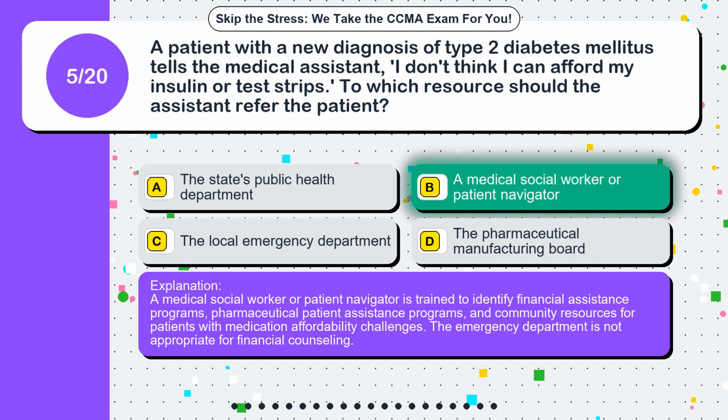A medical social worker or patient navigator is trained to identify financial assistance programs, pharmaceutical patient assistance programs, and community resources for patients with medication affordability challenges. The emergency department is not appropriate for financial counseling.